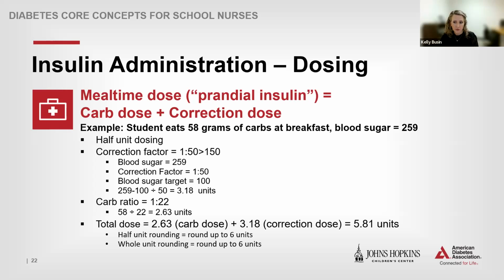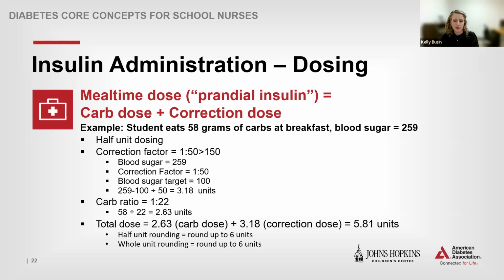And first we'll take the current blood sugar of 259 and subtract it by 100, which is the blood sugar target. And then we divide by 50, which is the prescribed correction factor. And this would equal 3.18 units. And then next we need to determine how much insulin is needed for the carbohydrate consumption. And their carb ratio is listed as 1 unit for every 22 grams of carbs.